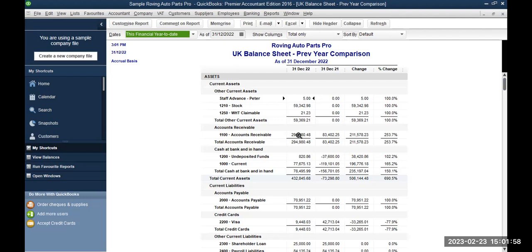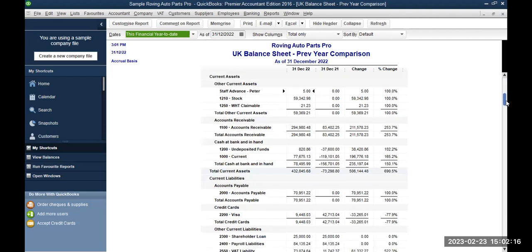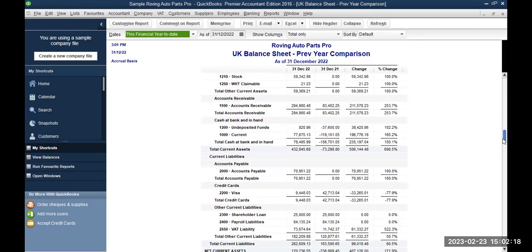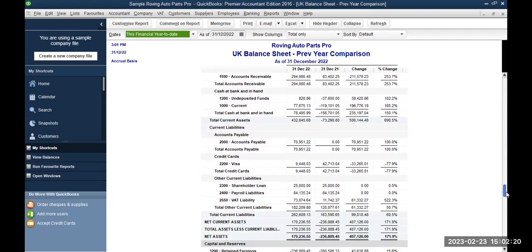Is that the level of accounts receivables you have? Wow, the accounts receivables went up by 253%, okay? So ideally, an accountant should have an explanation of why it went up that high. Okay, so there are some things that you look at and discuss in your financials, in your management accounts. Otherwise, you just have to keep on analyzing those things.